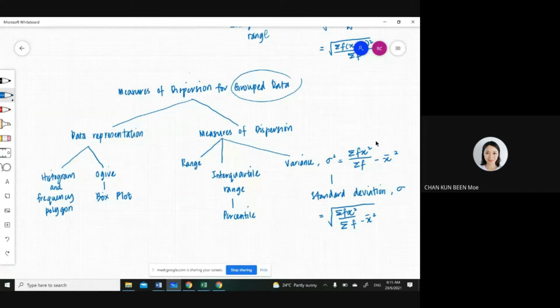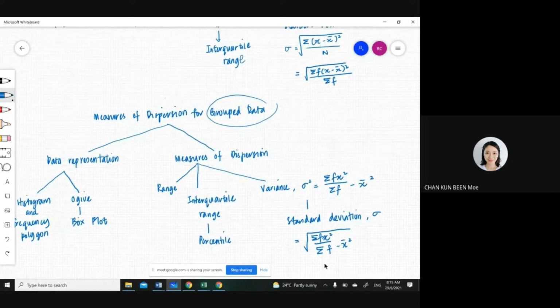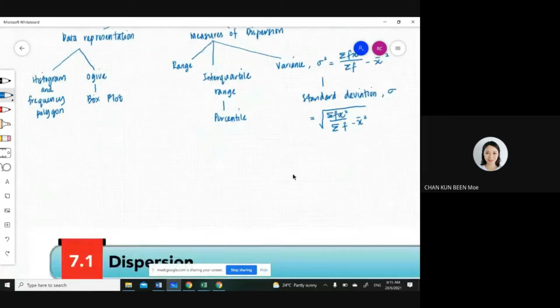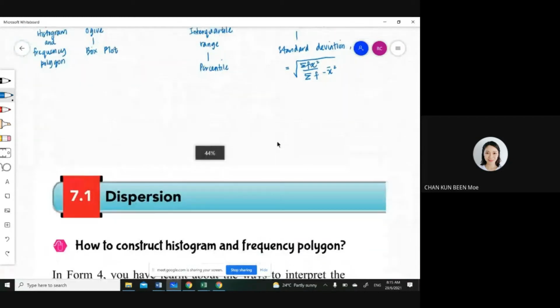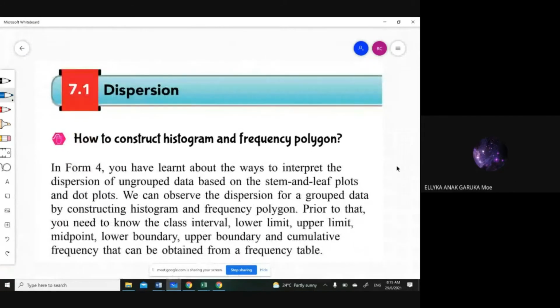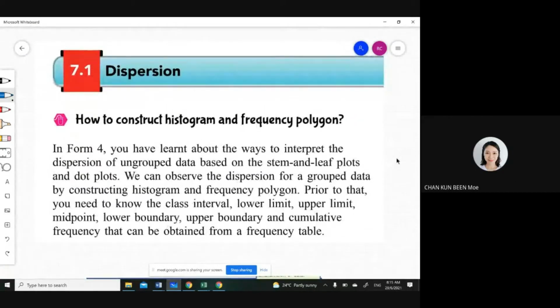So you can see the formula for variance is actually the same as the one that you have learned before. Same with the standard deviation. It is the square root of the total fx squared over total f minus mean squared. It's actually the same, you can compare. Now we move on. Are you okay so far? Yes. Okay, now we are going to look at 7.1, dispersion. How to construct histogram and frequency polygon. So I'm going to go through fast over here.